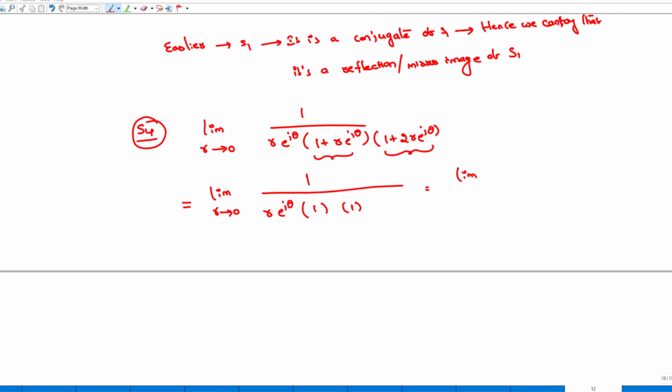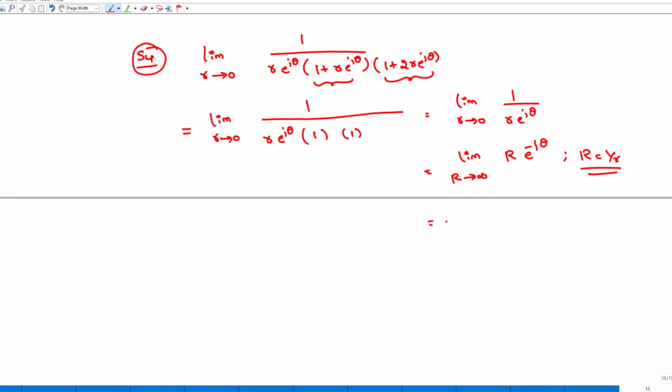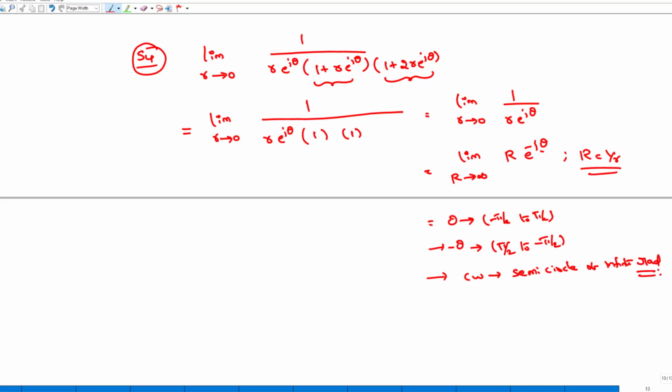So this is limit r tends to 0, 1 by r into e to power of j theta. Or you can indirectly write it as limit capital R tends to infinity, capital R into e to power of minus j theta, where I just took it into the numerator, with capital R equal to 1 by r. Whenever the radius is tending to infinity, theta lies from minus pi by 2 to pi by 2. Minus j theta means it is going from pi by 2 to minus pi by 2. So the radius is tending again to infinity.